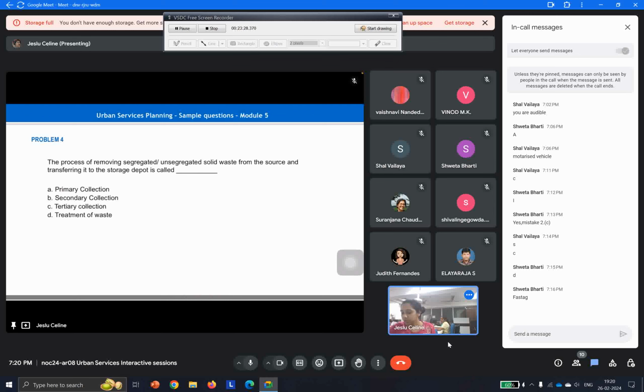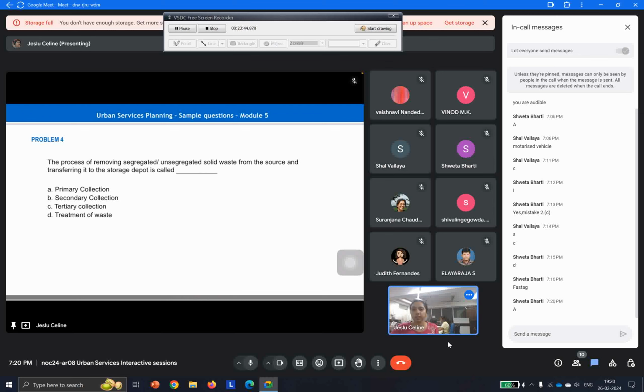Problem 4. The process of removing segregated or unsegregated solid waste from the source and transferring it to the storage depot is called dash. Primary collection, secondary collection, tertiary collection, treatment of waste. So I think we've already discussed the answer to this. So A, primary collection. Yes, it is primary collection.